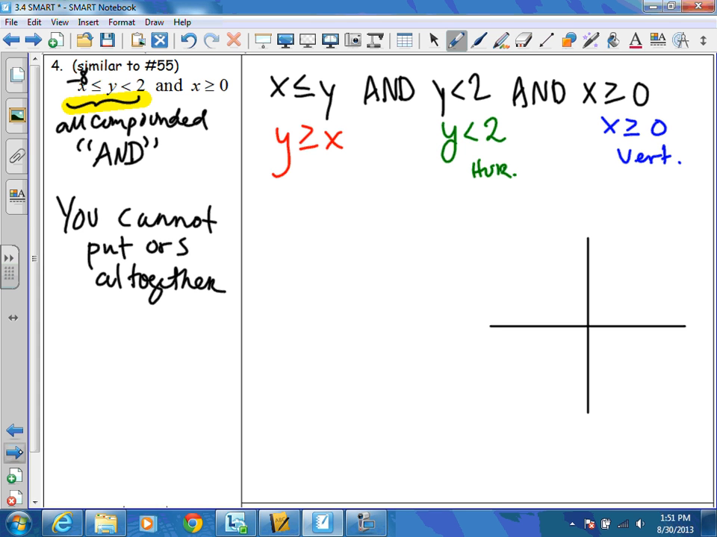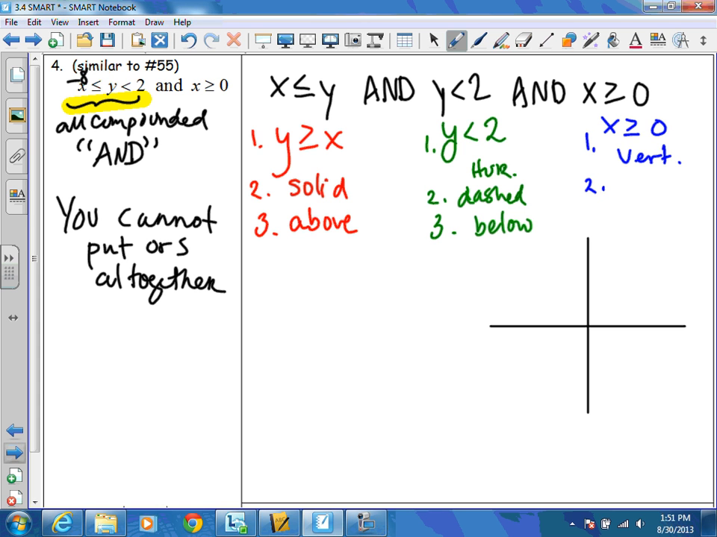Okay, let's answer the questions. This is my first. What's my next step? Determine if it is solid or dashed. And this one is solid, whole. Okay, and shade above. Dashed and below. Dashed and below. And the last one: solid and above.